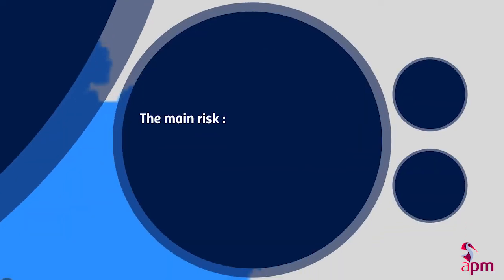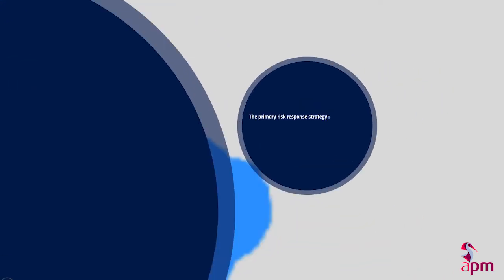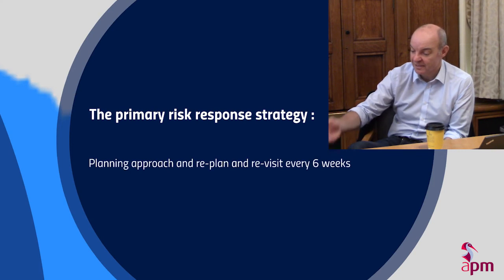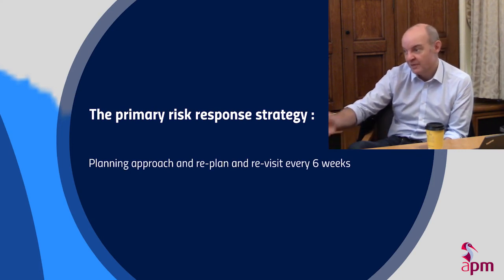The main risk found in Manchester Worldwide project is the availability of resources. Let's find how Paul addresses this issue. As I said, planning approach is part of the response strategy to that. So the planning approach has to be iterative, and you have to replan and replan and replan.